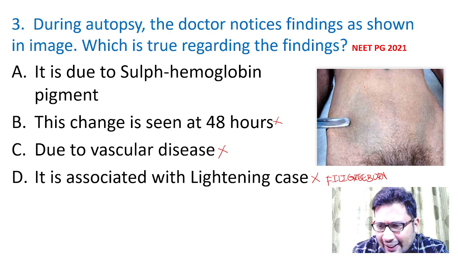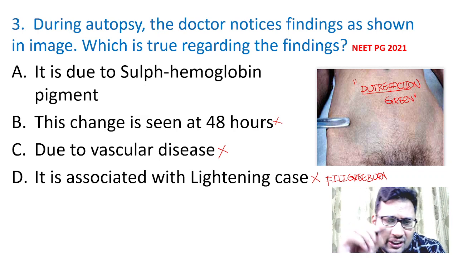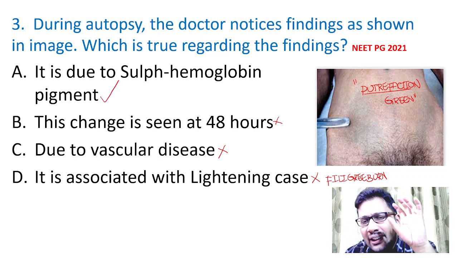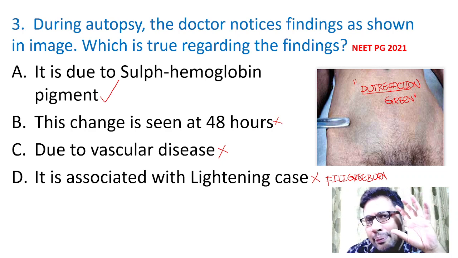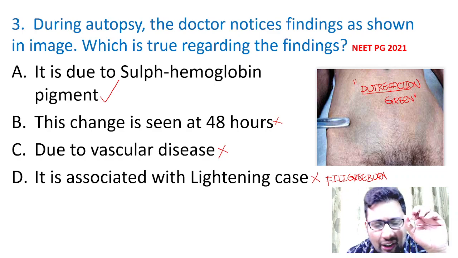So this is a case of putrefaction. This is the finding we can see here, the putrefaction. We can see the green color discoloration of the putrefaction. That is because of sulf-hemoglobin. So answer for this question is sulf-hemoglobin, caused in putrefaction by Clostridium welchii bacteria. We discussed this many times in our classes.